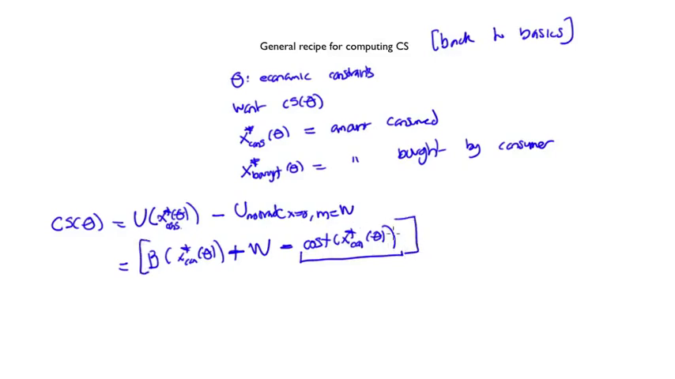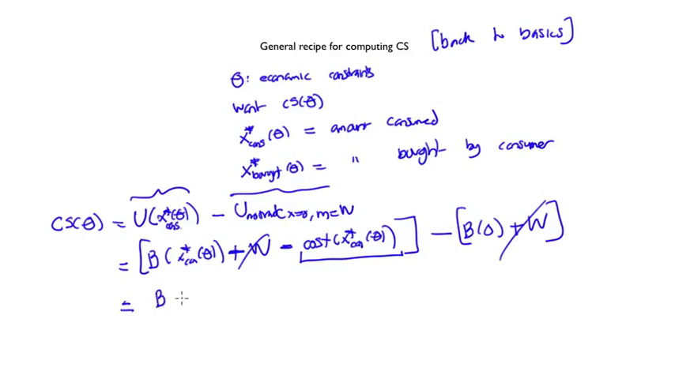And all of this term is the first part. Then we subtract the utility of no trade, which is just B of 0 plus W. These two W's cancel. This B of 0 is a lot of the time 0, although not all the time. Then what we get is just B of X star consumed at theta minus the cost of obtaining that, and if necessary, minus B of 0, the benefit of getting nothing. Sorry, there's a parenthesis here. So that is the basic formula.